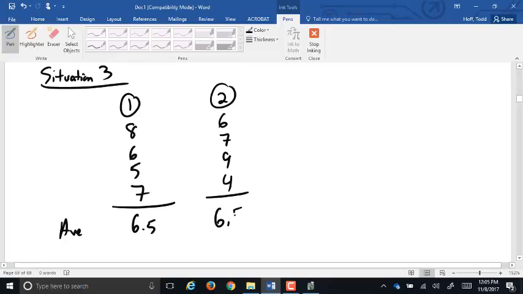Well, car 2 had its ratings and an average of 6.5. And car 3 had its ratings and an average of 7, slightly higher than the others. So does that mean that car 3 is the better car and that's the one you should buy?